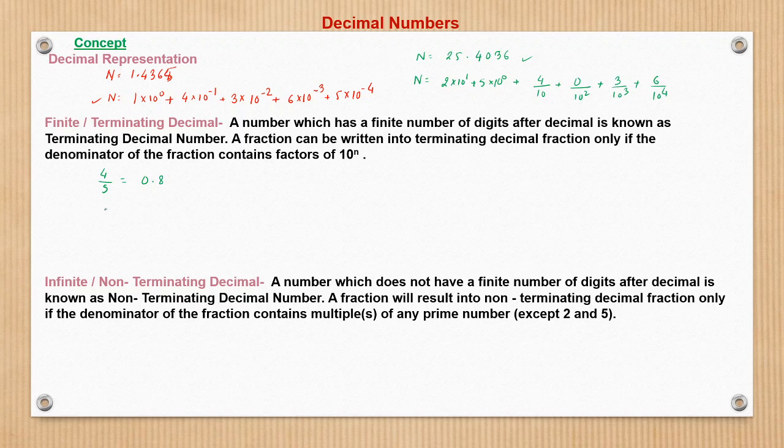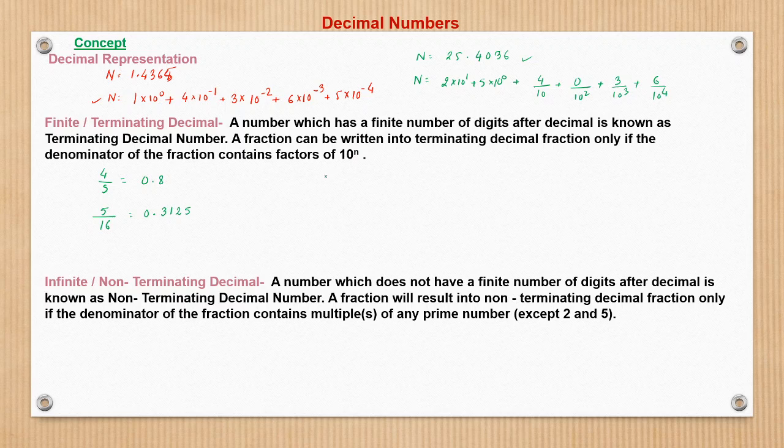Similarly, if we take an example of, say, 5 upon 16, what would it be? It would be 0.3125. I just simply divided 5 by 16, so it gives 0.3125. There is no digit after 5, so the number of digits after the decimal is finite, and that is why it is called a terminating decimal.